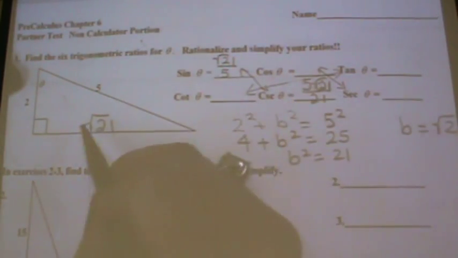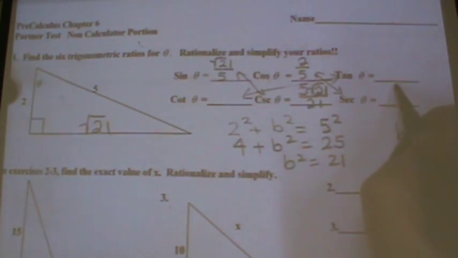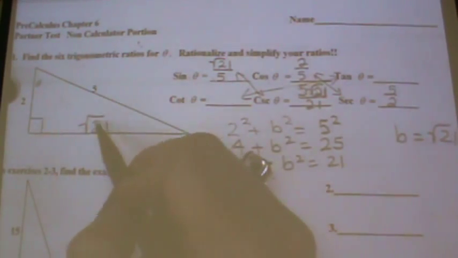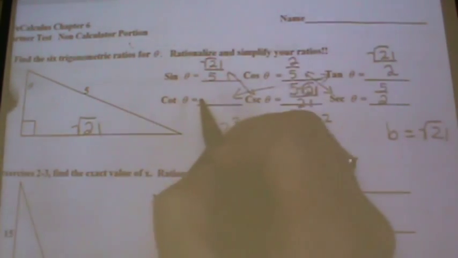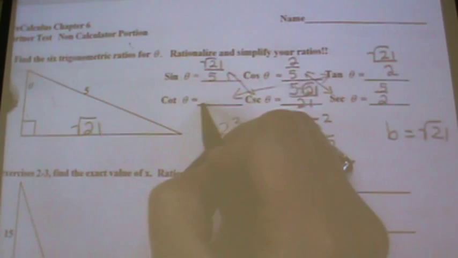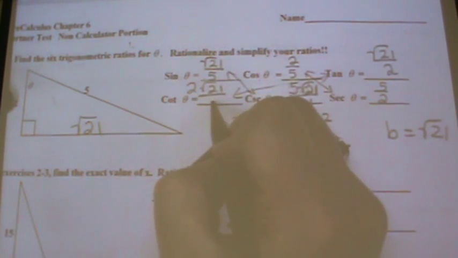How about cosine? Cosine is adjacent over hypotenuse, so 2/5. And then the secant would be 5/2. And tangent would be opposite over adjacent. And then this one, if you flip it, you get 2 over root 21 or 2 root 21 over 21.